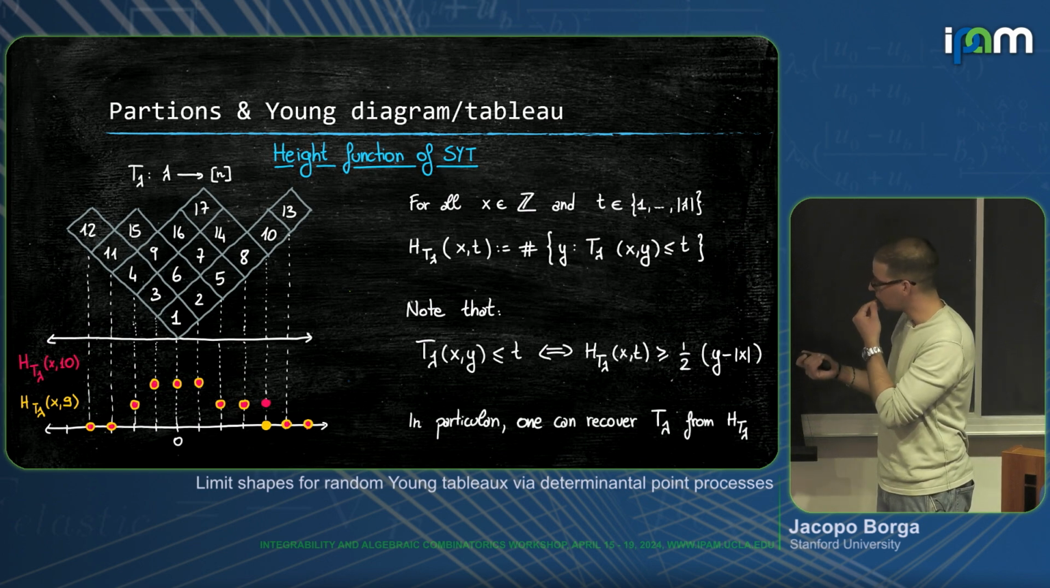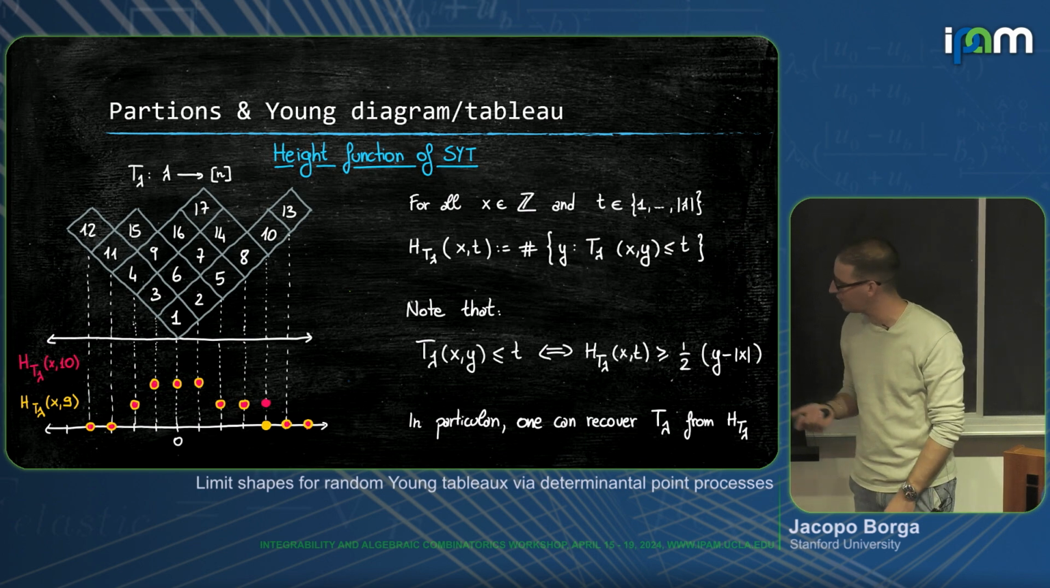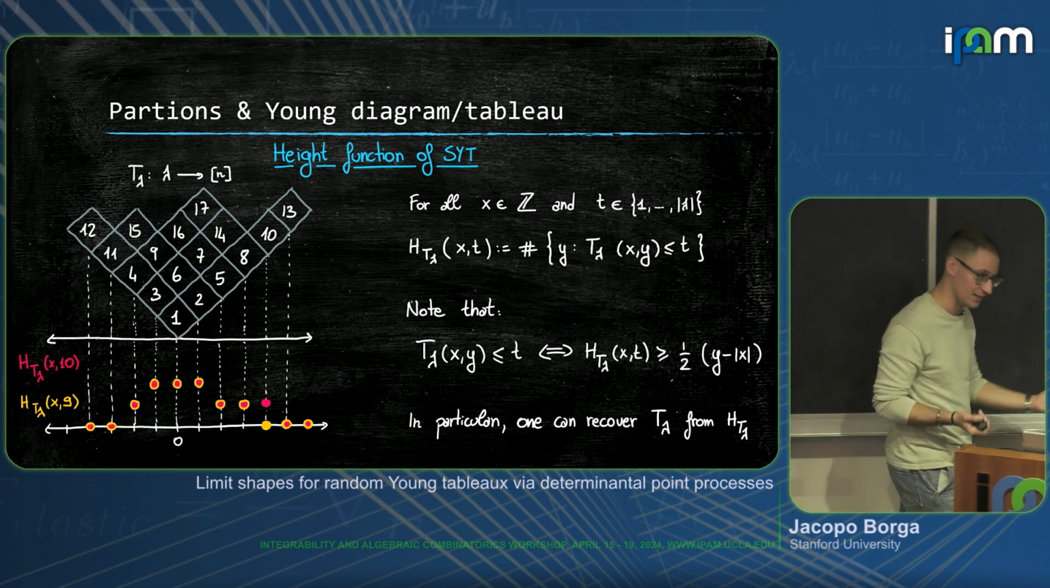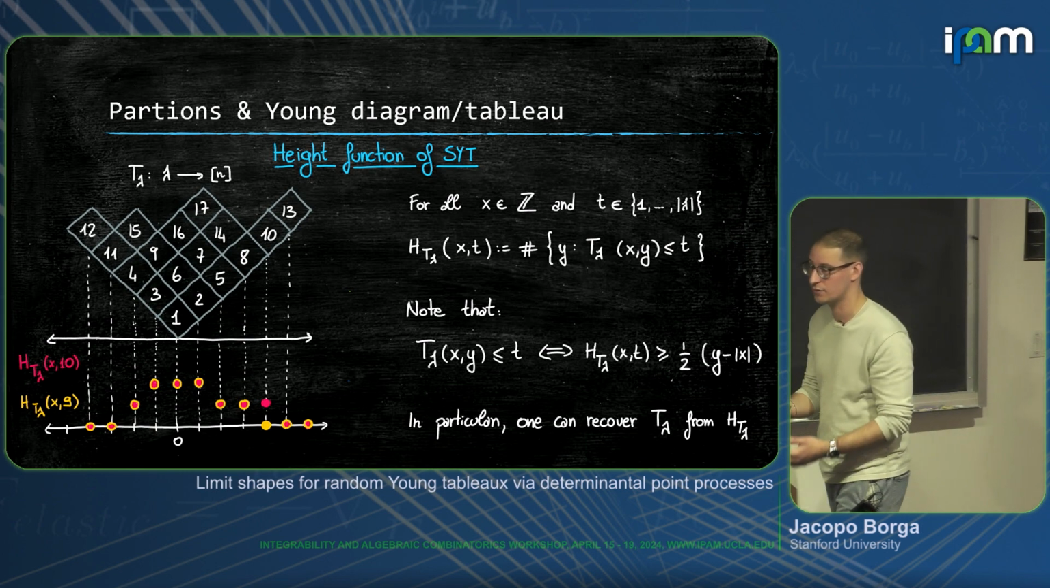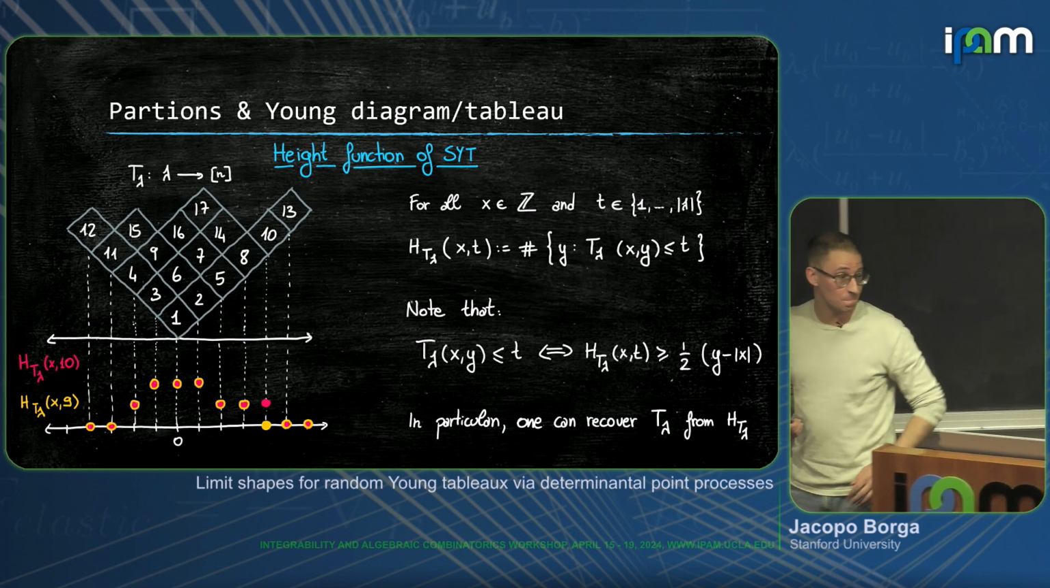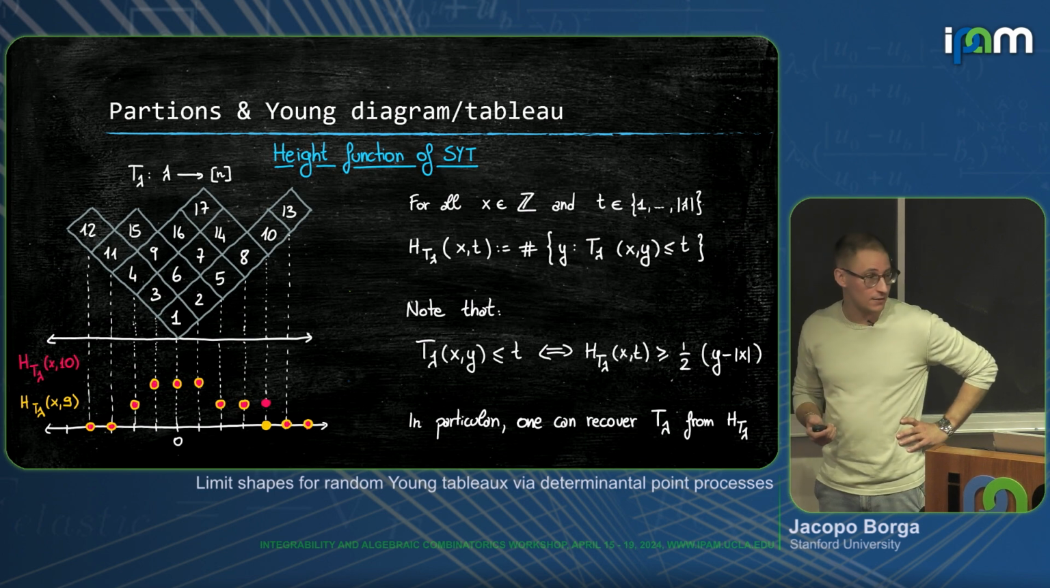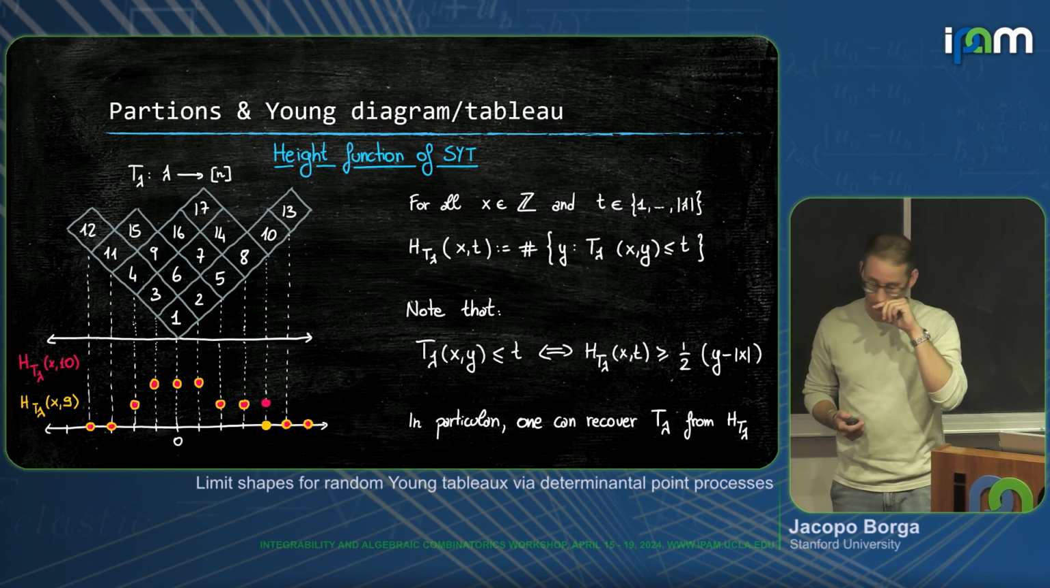So when I write down this formula, the only thing that I will really need is the fact that if I show you h, I can recover t, and vice versa. So you think of this as a growing height function? Yeah, I'll do it in a second, but that's a good point.